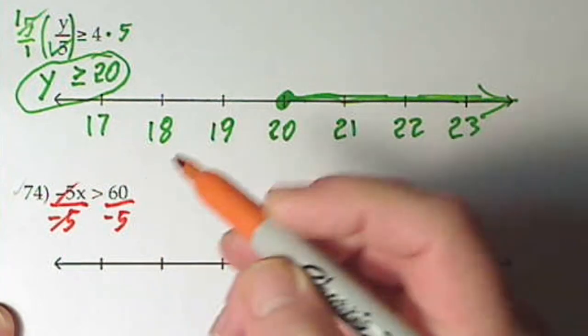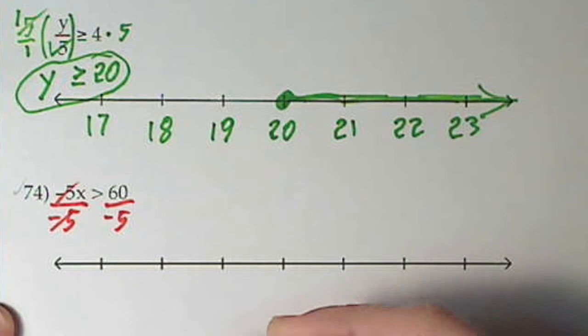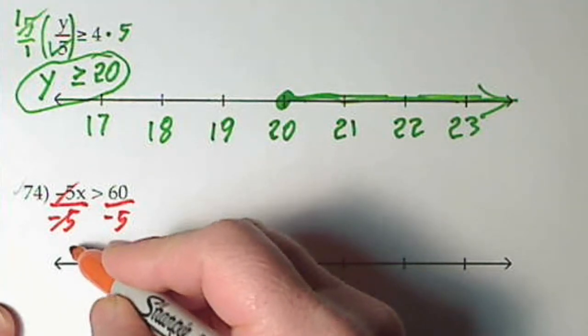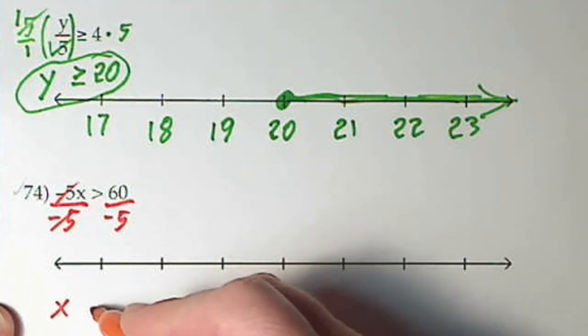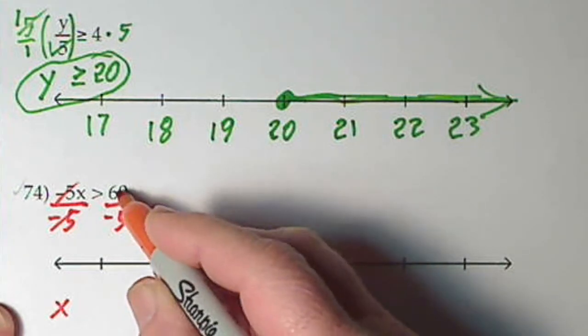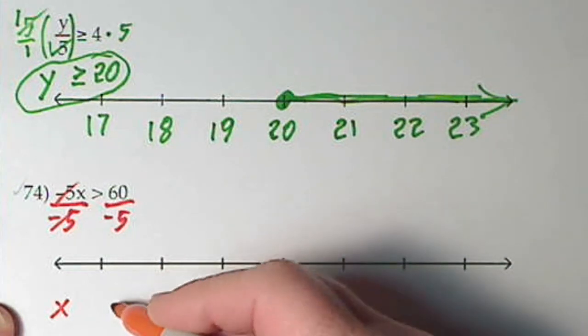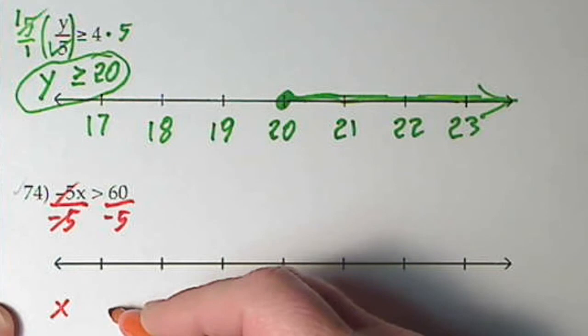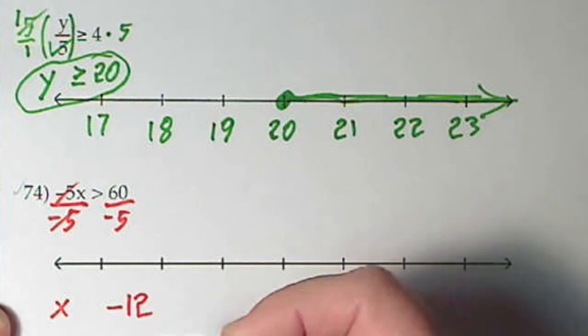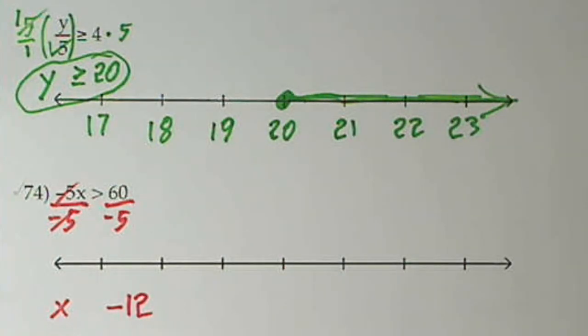This cleans up right away. Negative 5 goes into negative 5 once, so you have x. I'll write it down here. You have x. 60 divided by negative 5 is negative 12. And we just divided by a negative number.